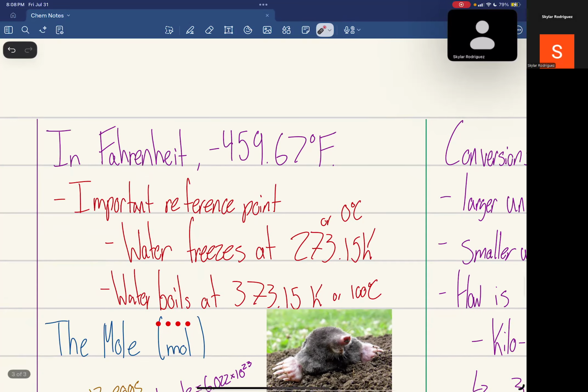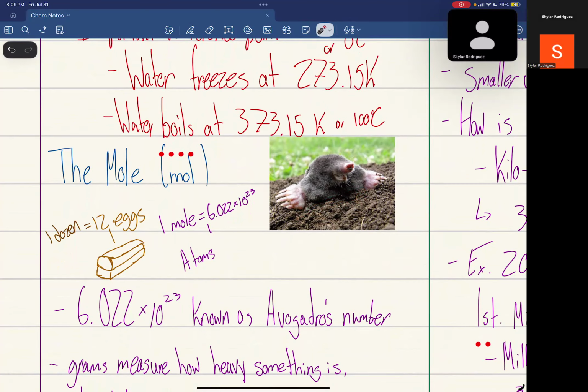Now we're going to go to the mole. As you can probably assume, I'm not talking about the cute little animals that dig in the dirt. In chemistry, a mole is simply a counting number, similar to the word dozen. If I say a dozen eggs, you instantly think of 12 eggs. A mole refers to 6.02 times 10 to the 23rd power of atoms. This is also called Avogadro's number.